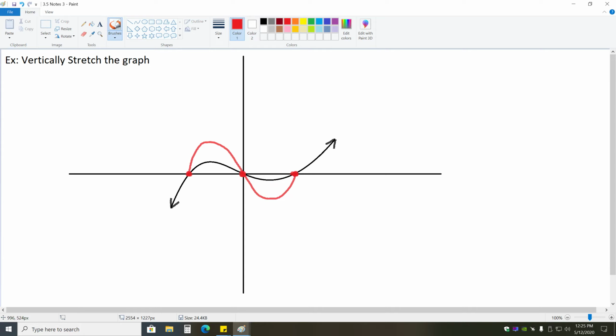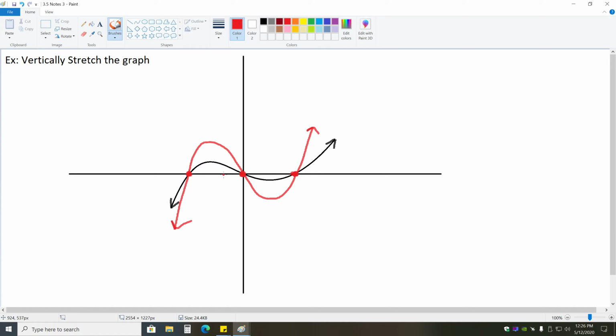From there, what's going to happen to this part of the graph on the right? Well, over here, if it's getting pulled away from the x-axis, that means the graph is going to look like this. And then on the left, if it's getting pulled away from the x-axis, the graph is going to look like this. All of the points are moving down here. All of the points are moving up here.